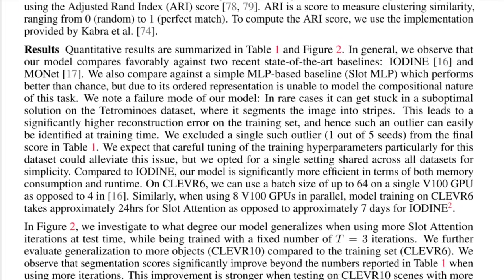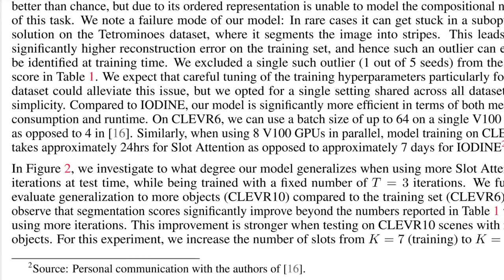What I do have more of a problem with a little bit is this here. "On CLEVR6, we can use a batch size of up to 64 on a single V100 GPU, as opposed to 4 in this IODINE baseline." "Compared to IODINE, our model is significantly more efficient in terms of both memory consumption and runtime," which is something I believe, but this characterization, that they use a batch size of 4, and here in this paper, they can use a size up to 64 on a single V100 GPU.